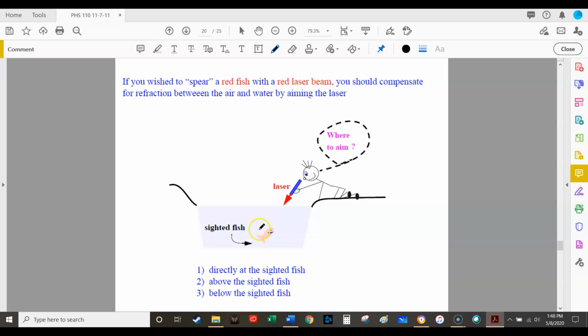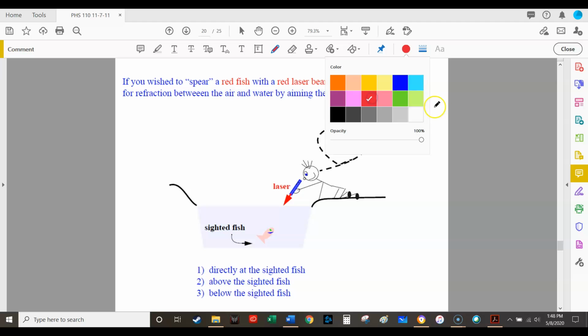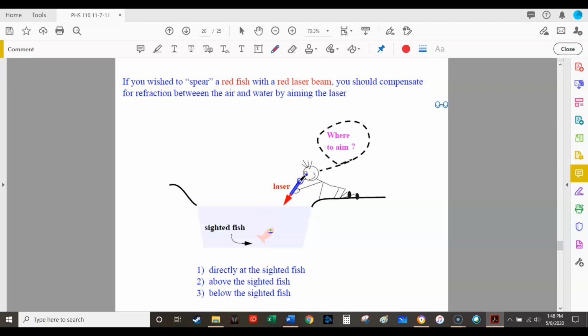Okay, you've unpaused the video. So here's where you see the fishy, right? So the light ray from the red fish, and I'm going to try to use a red color to draw the light rays of that, is coming. So the sighted fish is the fake fishy. That's not where the real fishy is, right? So you see along a straight line right here, right? But the actual location of the red fishy is down below it, right? So that light ray is going to be bending more.